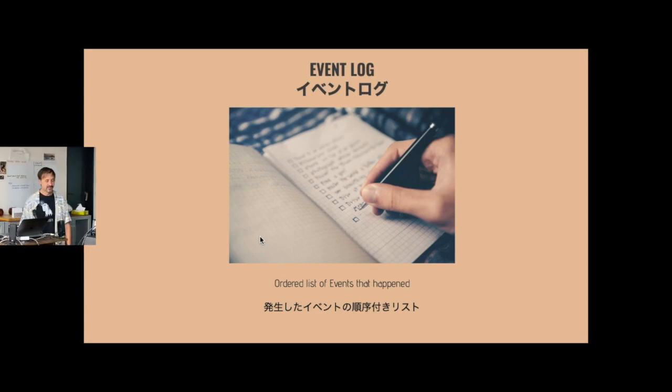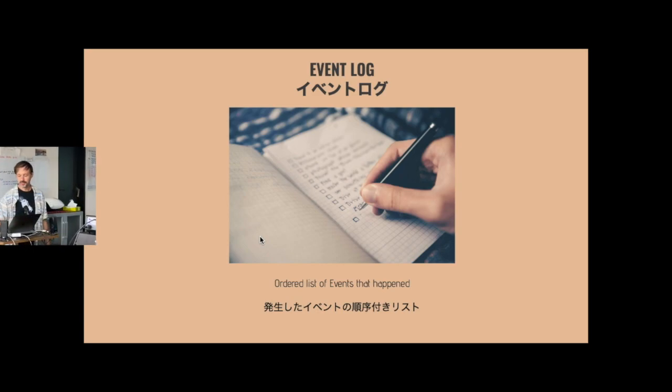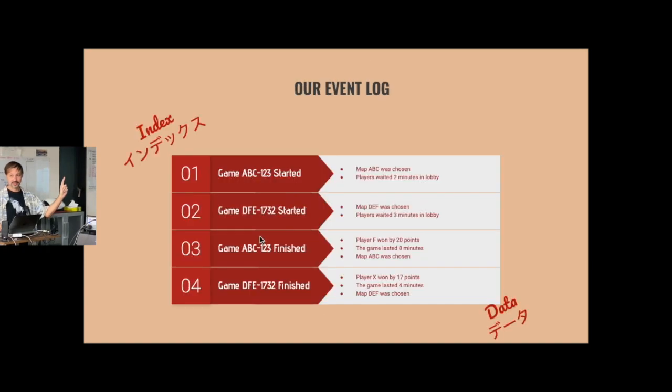An event log is just an ordered list of events that happened. Match started, match ended, so on. But we're going to follow a few strict rules here that may sound a little bit nasty at first, but I promise you they're worth it.